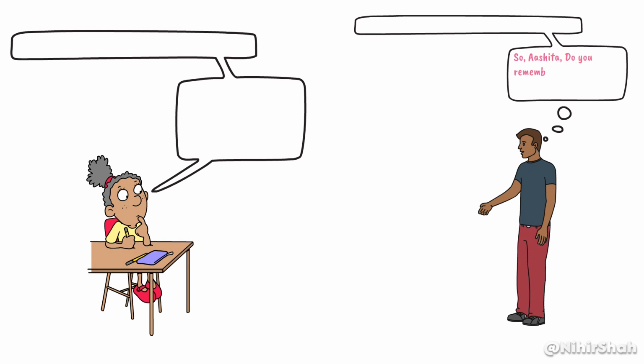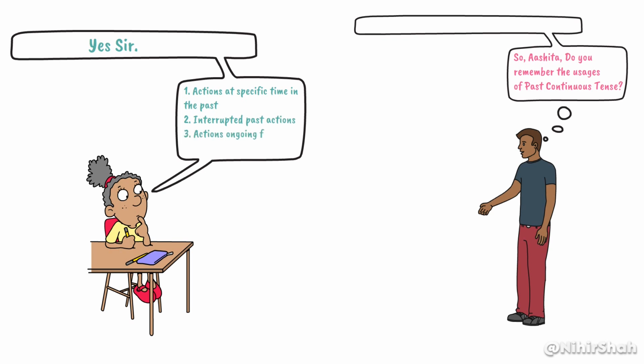So Ashita, do you remember the usages of past continuous tense? Yes, sir. Number 1, actions at specific time in the past. Number 2, interrupted past actions. And number 3, actions ongoing for a period of time in the past.